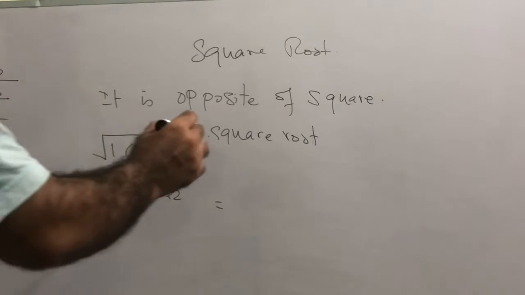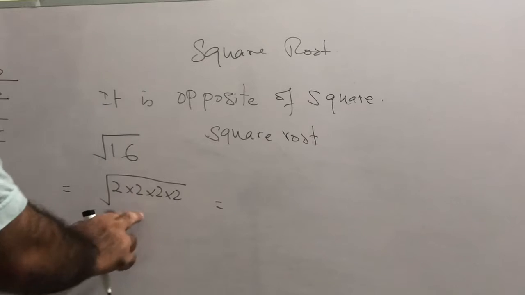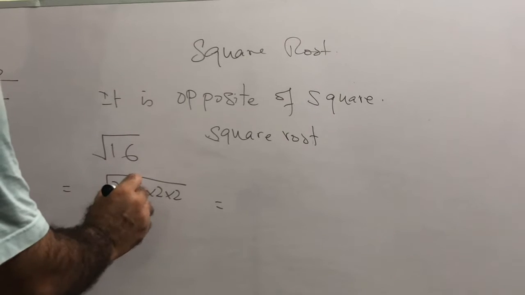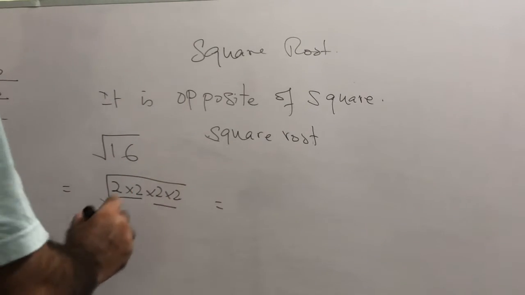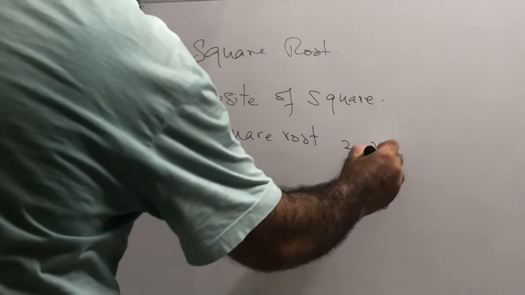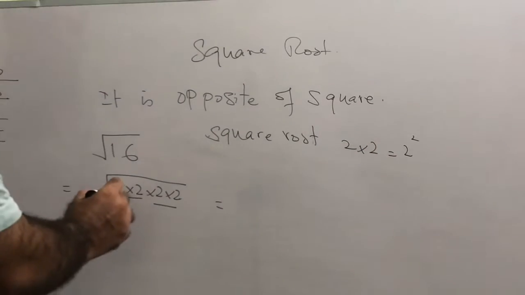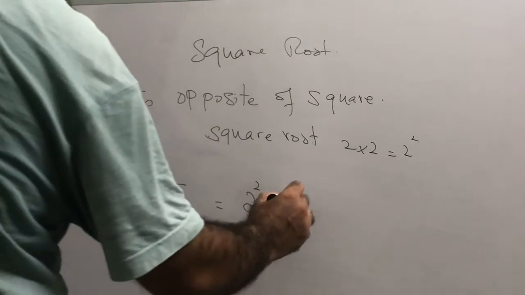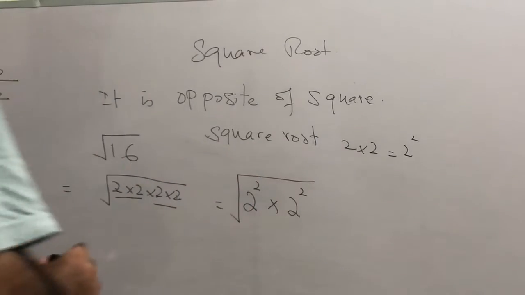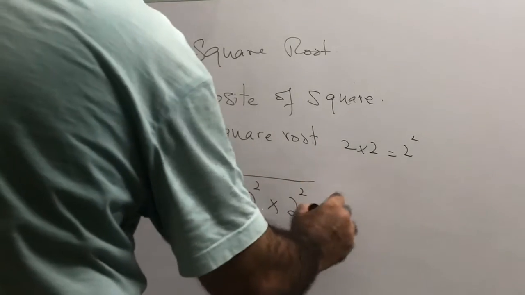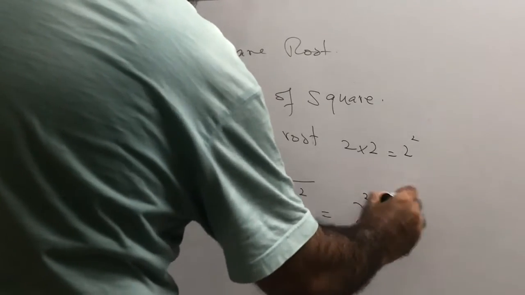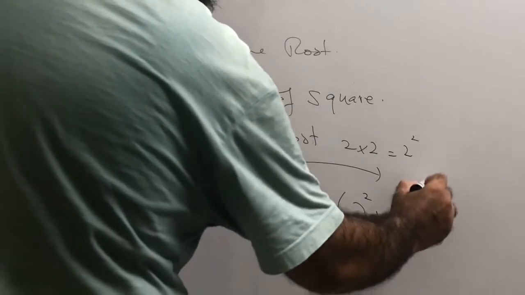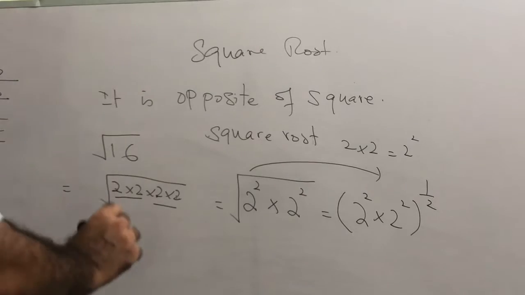When we are talking about square root, we need pairs of similar numbers. This is a similar number, one pair, and another similar number, one pair. 2 multiplied by 2 we can write as 2 power 2, 2 square. So this one can be written as 2 power 2, and this one also as 2 power 2. We will put the under root sign. Inside will remain the same, but the under root sign means that they have power 1 over 2, as we told you before.